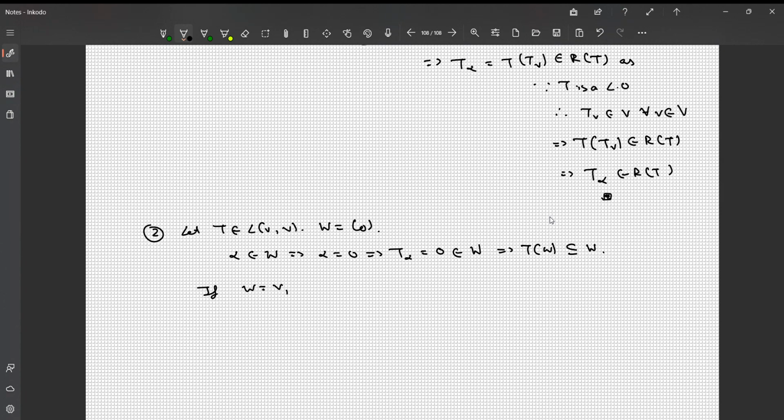Furthermore, if W equals V, then it's obvious because T is a linear operator. Any element you choose from W is an element of V, and the image of an element of V will be inside V because T is a linear operator, right? Or rather we can frame it like this: for all T in L(V, V), V is T invariant. V is T invariant, right?